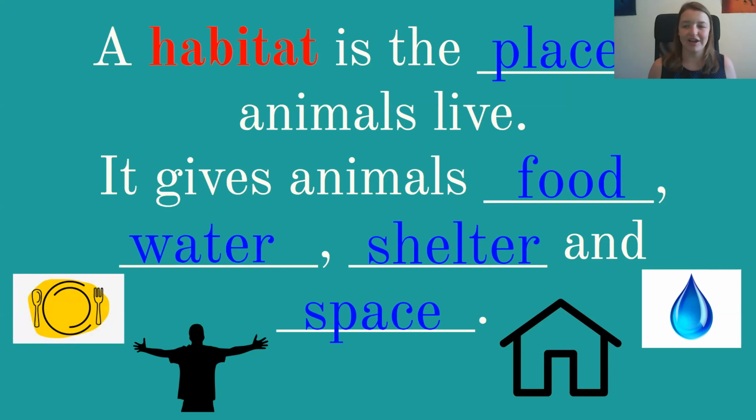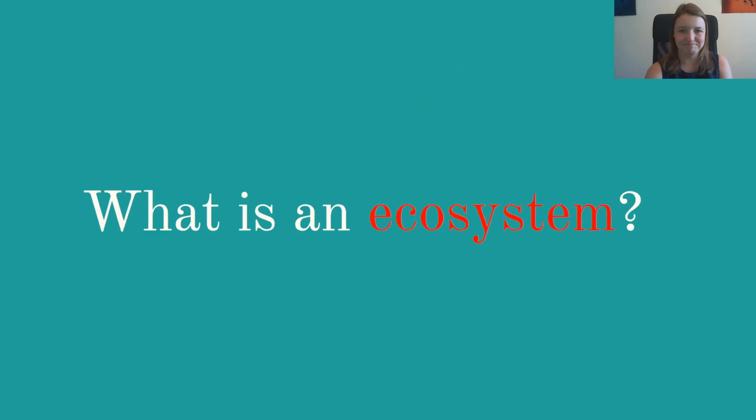Make sure you've got the right words in the right place. It doesn't matter if your food, water, shelter, and space is in a different order, as long as you've got the right words. A habitat is the place animals live. It gives animals food, water, shelter, and space. Well done. A great start to our science learning.